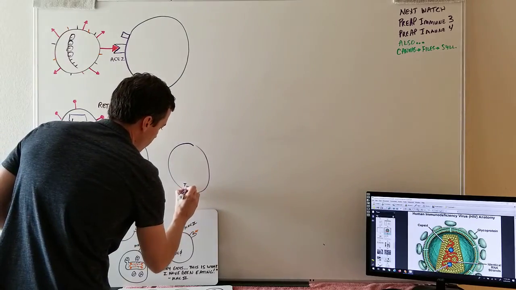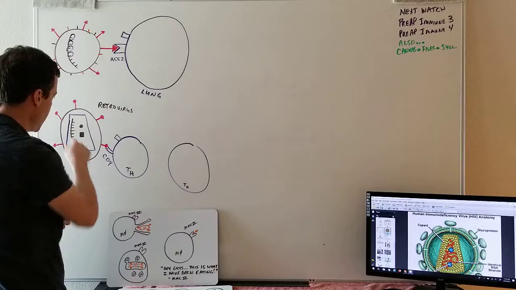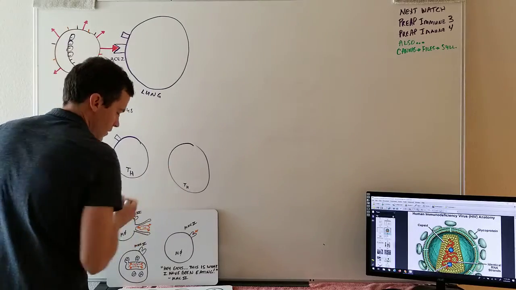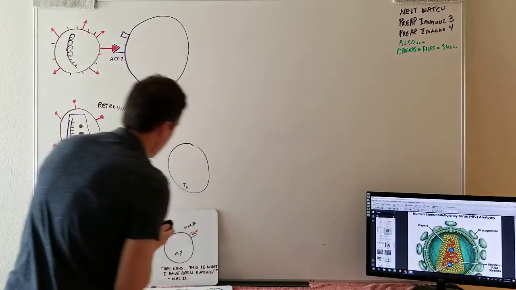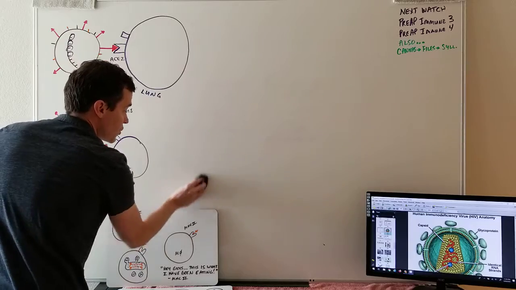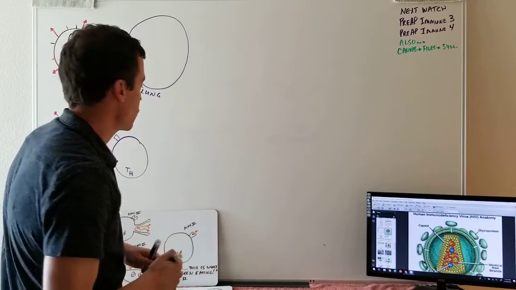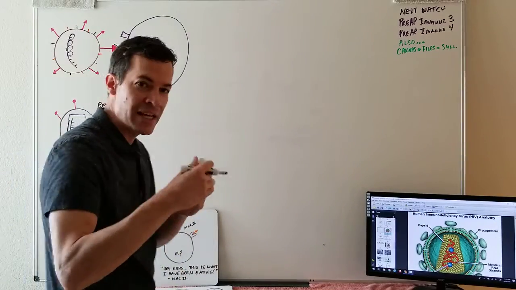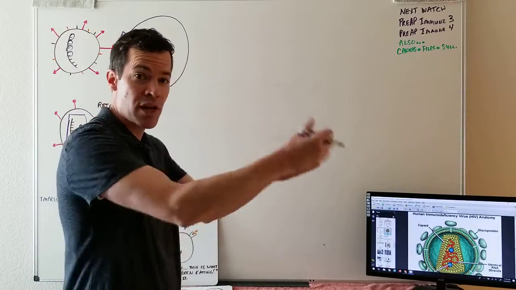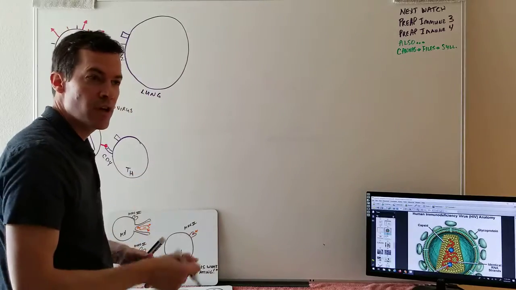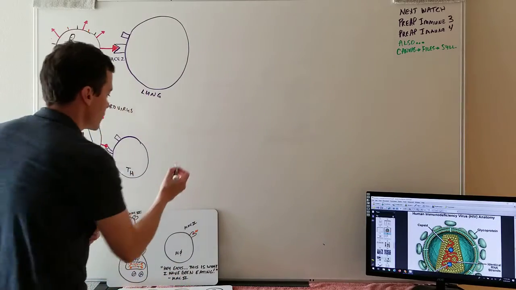here's my helper T cell, then its RNA, let me make my helper T cell slightly bigger, its RNA doesn't just get read as is, it's converted into DNA. So that's kind of backwards. Normally we go from DNA to RNA to protein, transcription, translation. Well, this goes backwards. So that's why they call it a retrovirus.